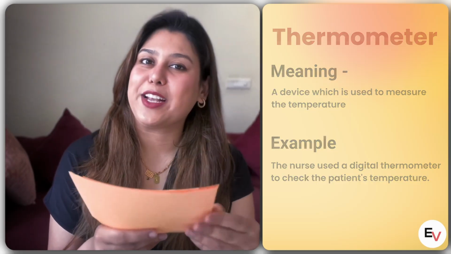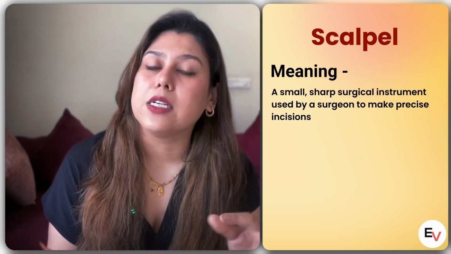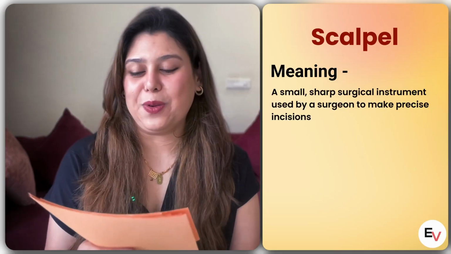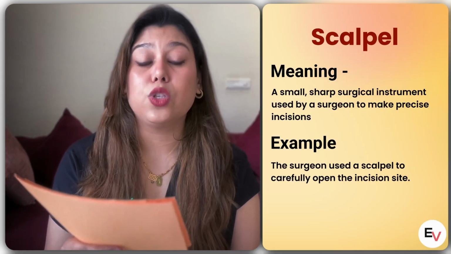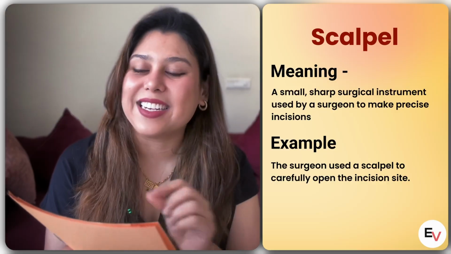Moving on to your next word, scalpel. Repeat after me. Scalpel. Now, a scalpel is a small, sharp surgical instrument used by a surgeon to make precise incisions. Now, let's frame a sentence with this word. The surgeon used a scalpel to carefully open the incision site.